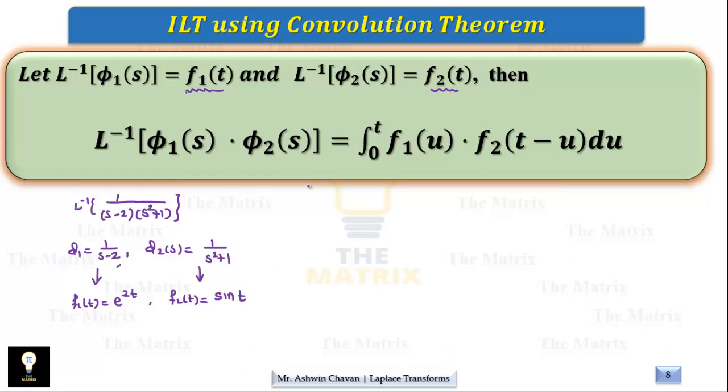Then the theorem says that L inverse of such original function phi of s is nothing but the integral from 0 to t of the first function, f1 of t in terms of u, that's why e raised to 2u, and the second function in terms of t minus u. So sin t gives us sine of t minus u, du. Then we know how to solve this integral, and it gives us some function of t as the last answer, or conversion of an s function into a t function. So with the help of examples, let's see how the convolution theorem works.